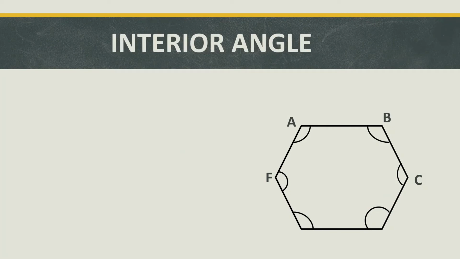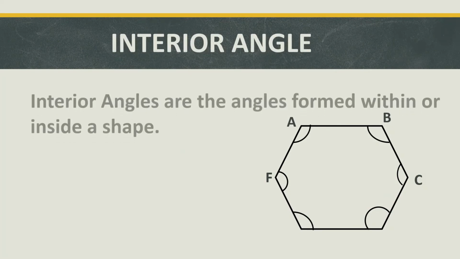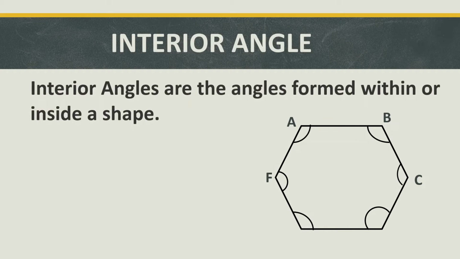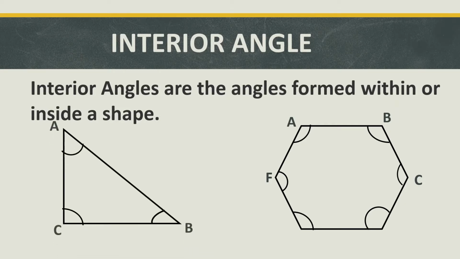Let's start with interior angle. Interior angles are the angles formed within or inside a shape. In this figure, angle ACB is an interior angle, ABC is an interior angle, and BCA is also an interior angle because they are all angles that are inside a shape.